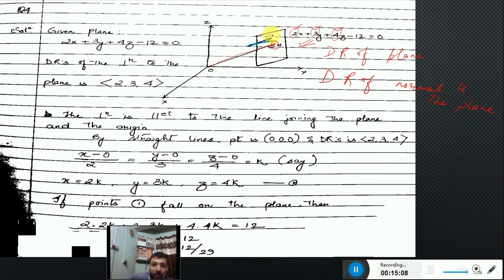Okay, so this is your perpendicular. Now why did I draw that perpendicular? Because these two are parallel, you can see. Okay, now let's see the direction ratios of the perpendicular to the plane.